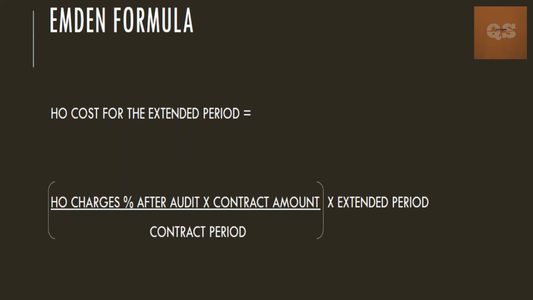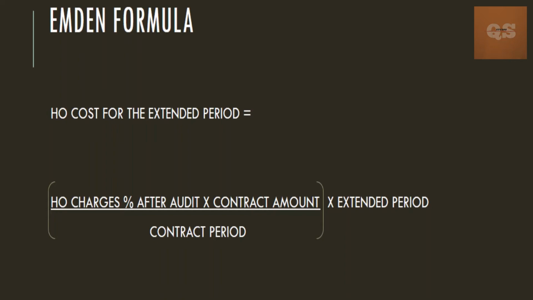If you see the formula, it is head office charges percentage after audit into contract amount, divided by the contract period, into the extended period. Once you find out the total expenses after audit, you'll get an amount, and that amount divided by your total contract amount will be your head office charges percentage after the audit. Once that percentage is obtained, it can be used.